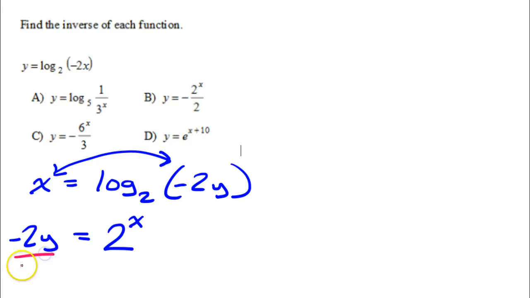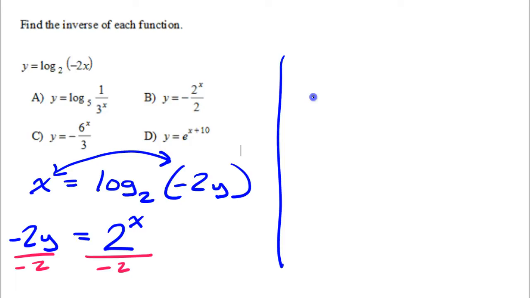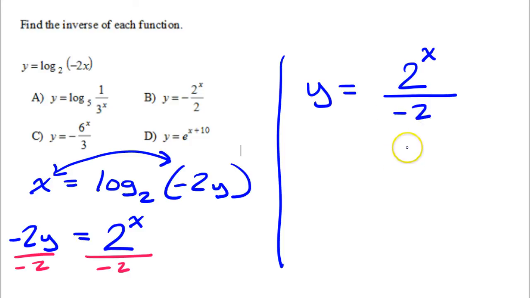So to get y by itself, I just need to divide both sides by -2. So this really is going to give me the answer, which is going to be y equals 2 to the x power over -2. So that is the same as b here. Notice I can't cancel out these 2's because this has an exponent. They just took this negative sign and stuck it here in the middle, which is no different. So the answer is B.